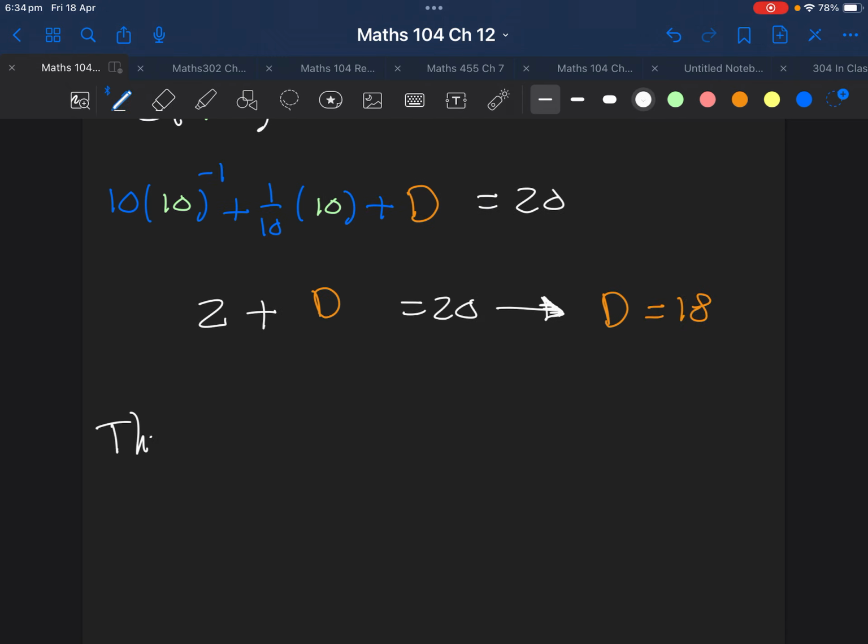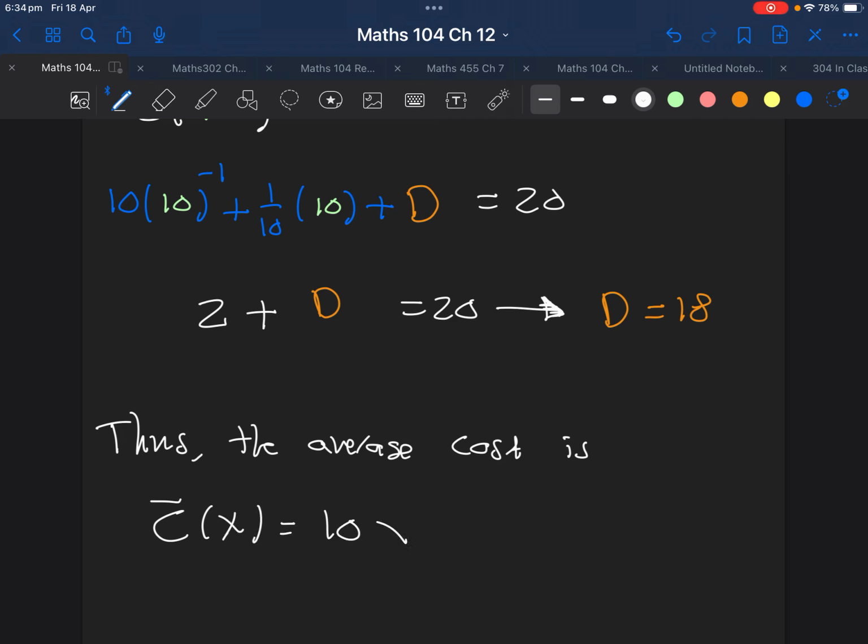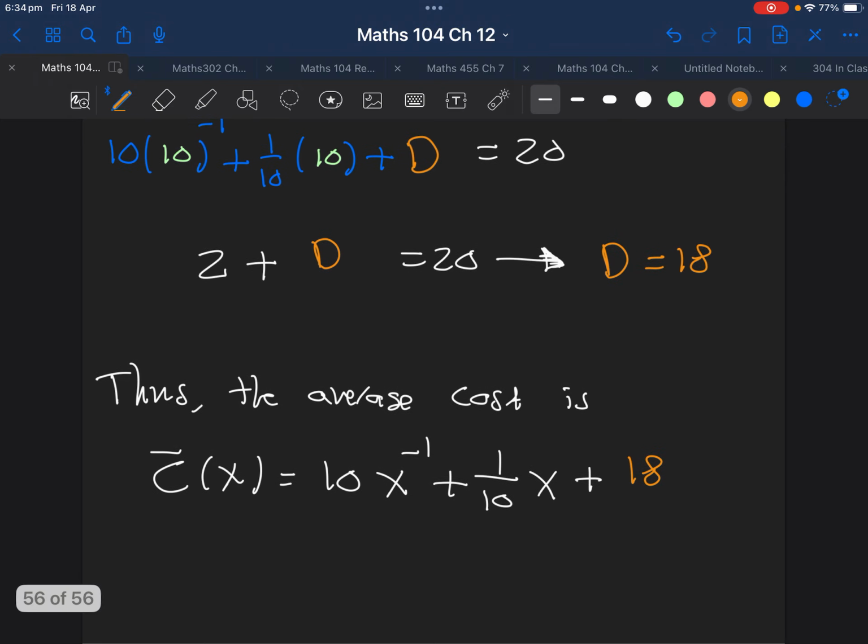Thus, the average cost, what's the average cost here? If you just write everything together, it would be 10 x to the negative 1 plus 1 over 10 x plus 18. And that's the average cost.